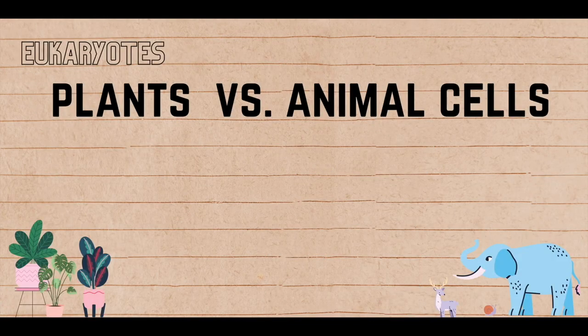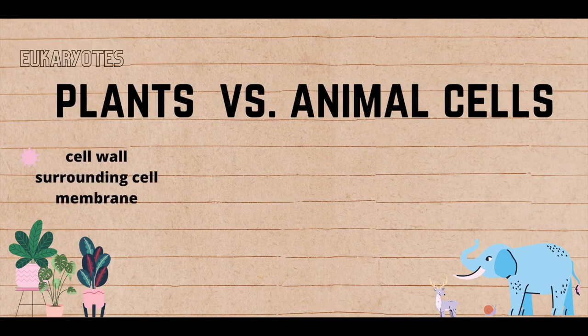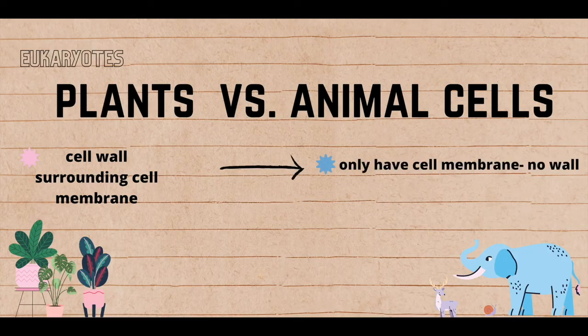So let's talk about the differences between plant cells and animal cells. Plant cells have a cell wall that surrounds their cell membrane. Both plant and animal cells have a cell membrane that surrounds their cell and protects it. However, plants have an extra durable cell wall that is made out of cellulose, and this just adds extra strength and extra protection to the plant cell.